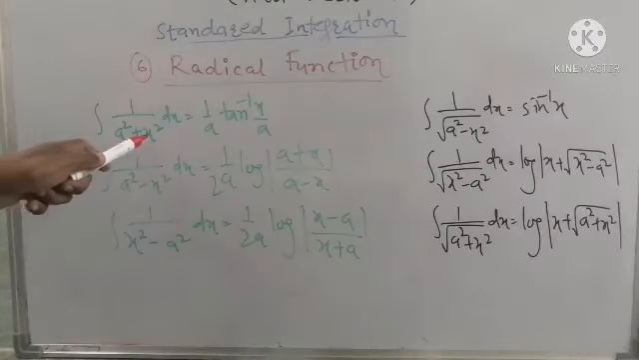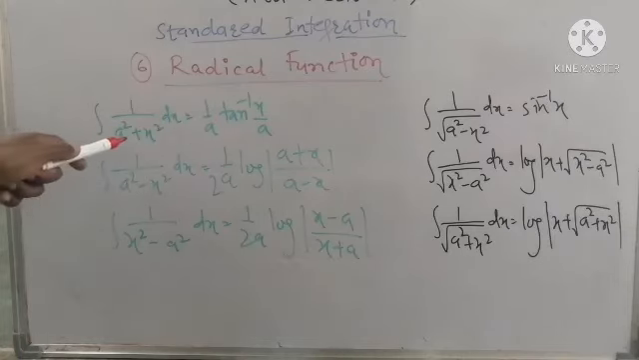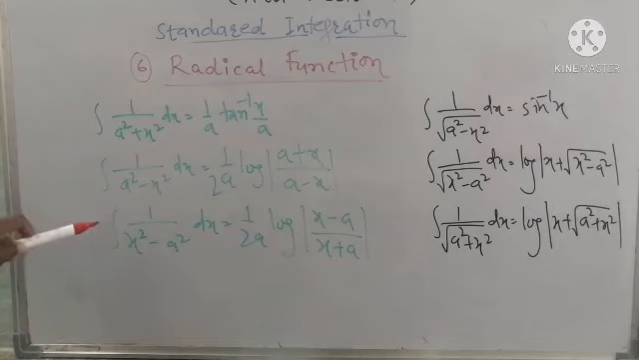As 1 upon a square plus x square dx has the integration 1 upon a tan inverse x upon a. If these squares are in subtraction, then the form will become 1 upon a square minus x square. As the form changes, its integration becomes 1 upon 2a log of mod of a plus x divided by a minus x. And the last case in this is 1 upon x square minus a square. Subtraction of squares, but the first term is a variable square. Then its integration becomes 1 upon 2a log of mod of x minus a divided by x plus a. Observe the change in this form.